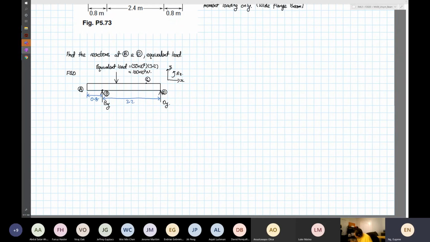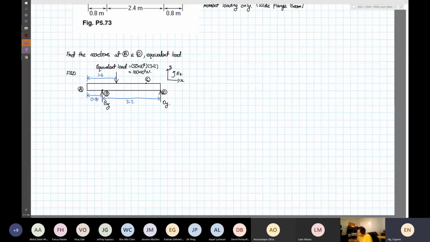And then the distance from here to here is equal to what is it? It's 2.4 plus 0.8 divided by 2, which is 1.6. If you get the distance wrong, you're going to be in a bit of trouble. So again, as I said, let's sort out all the distances first, then everything will be easier.